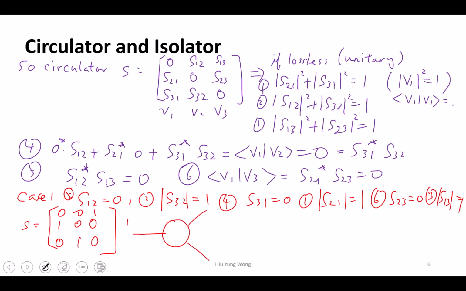If this is port 1, this is port 2, this is port 3. You see that whatever goes into port 3 will become the output of port 1. How do I see that? For example, the best is just to do a multiplication: 0, 0, 1, 1, 0, 0, 0, 1, 0. If I have something, let's say P3 goes in, this is the input to port 3, right? What do I get?